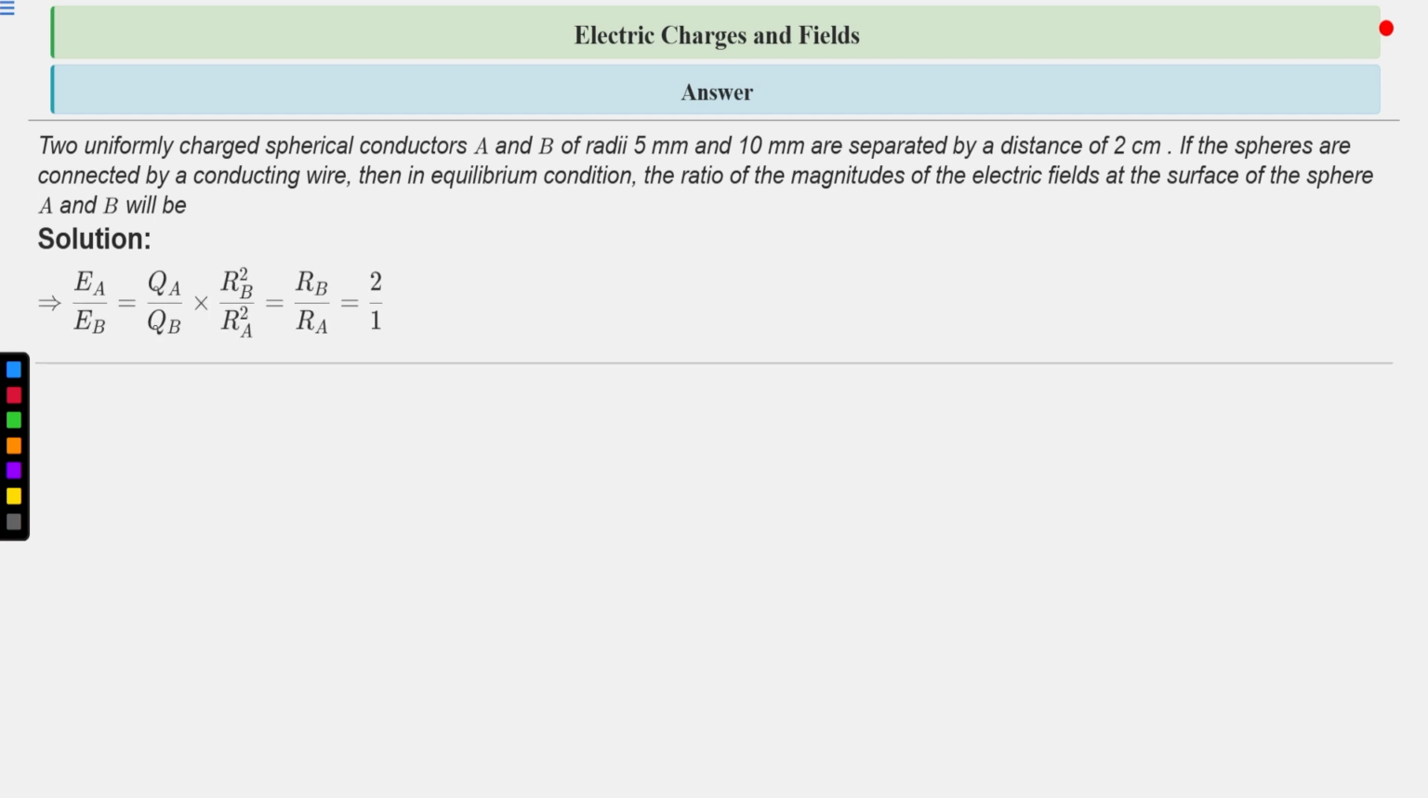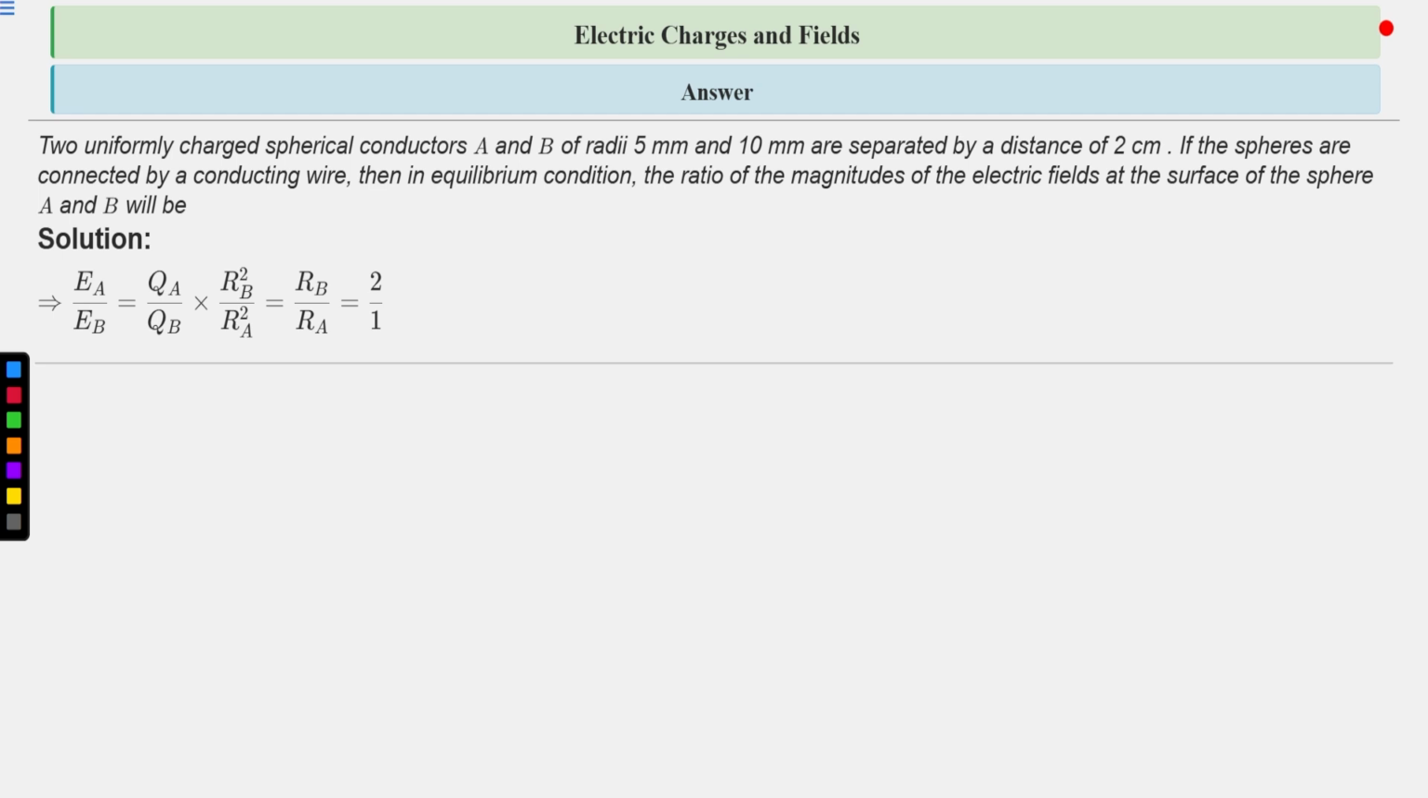Now EA upon EB is equal to QA. K will get cancelled out and we will be left with QA upon QB into RB square upon RA square. And we know that the QA upon QB ratio is 1 by 2 and the RB upon RA ratio is 2. We have done it before. We have found the ratio QA upon QB is 1 by 2.